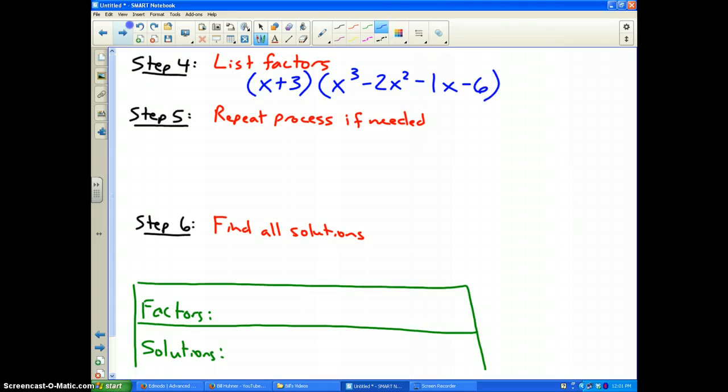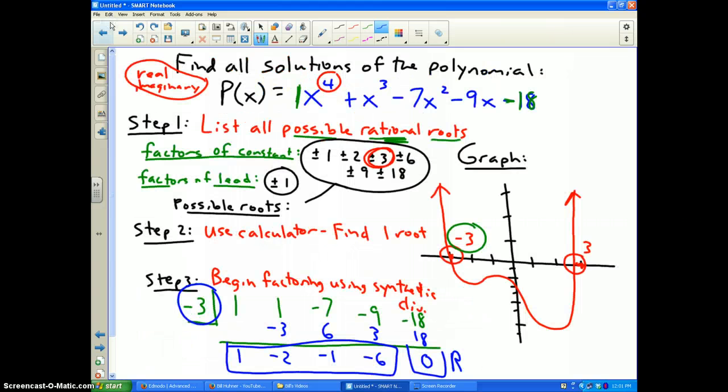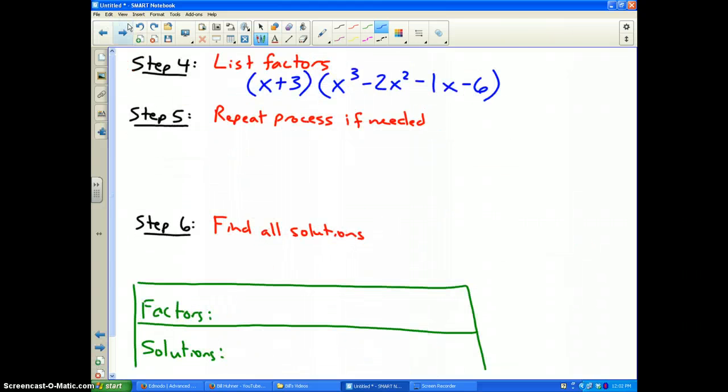That is the other factor to this problem. I'm going to double check again, just make sure I got my numbers right. 1, -2, -1, -6. All right, good. Now, the only problem is this is a third degree polynomial, so I got to continue factoring.